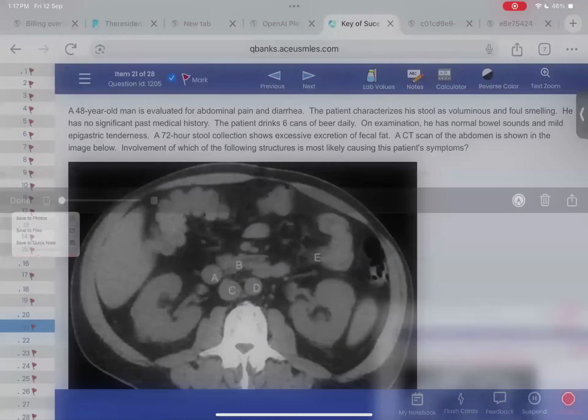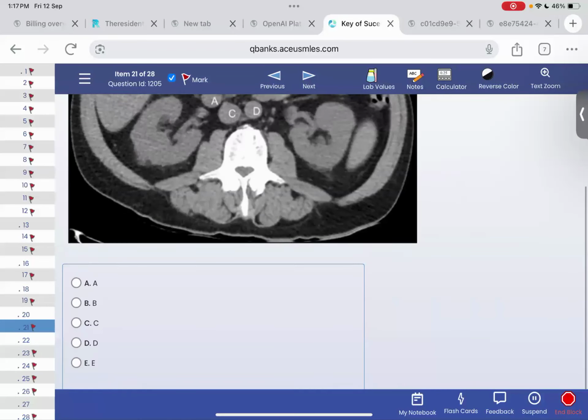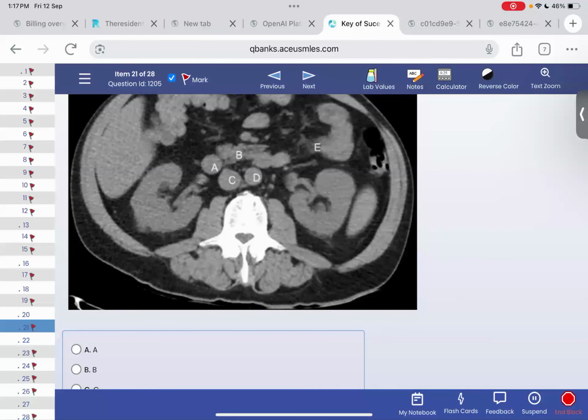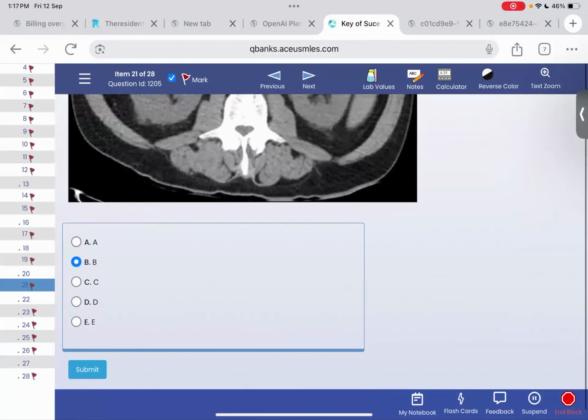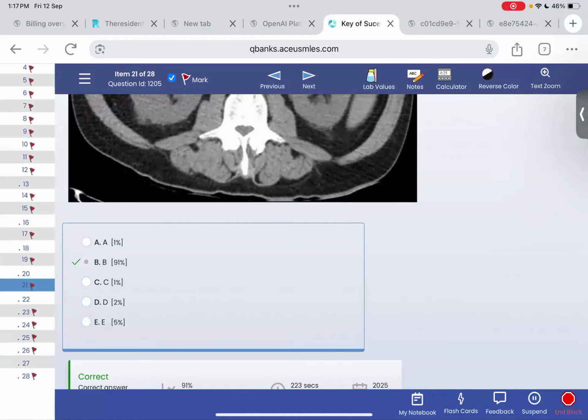Pancreas. Perfect. So which of the following is the pancreas? B. I think you have cleared the concept of CT scan anatomy. Perfect. Yes sir, thank you. You're welcome.